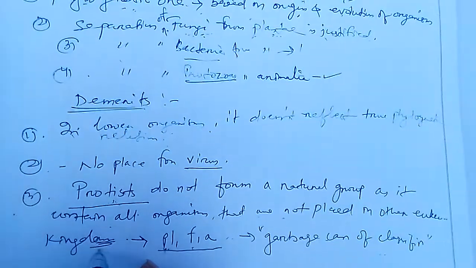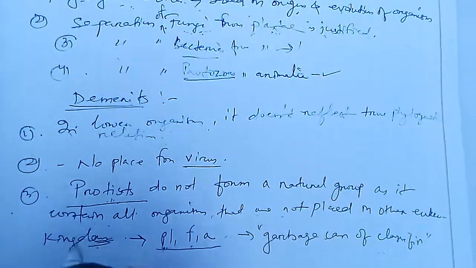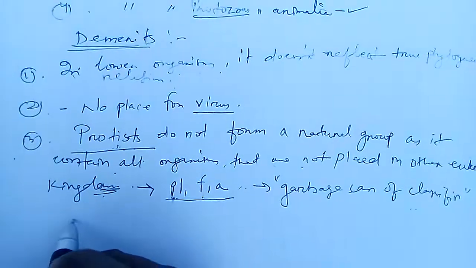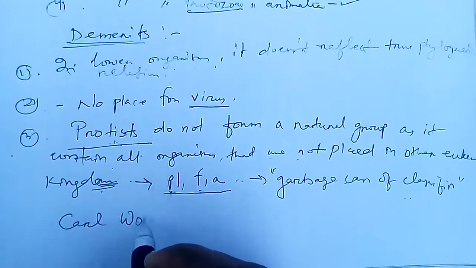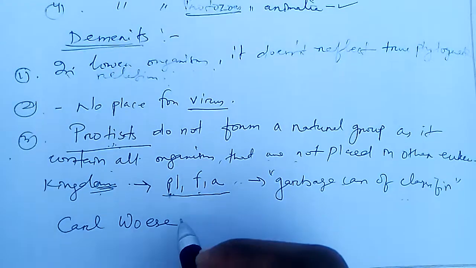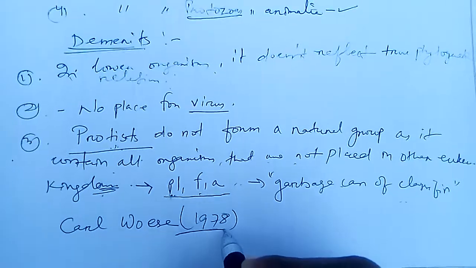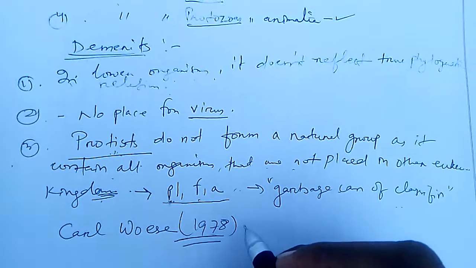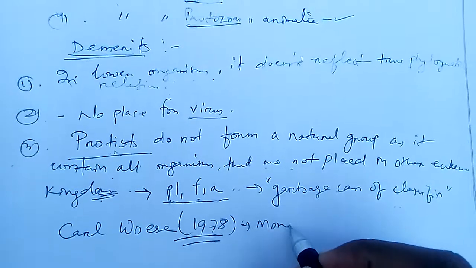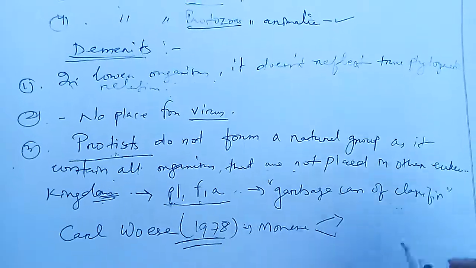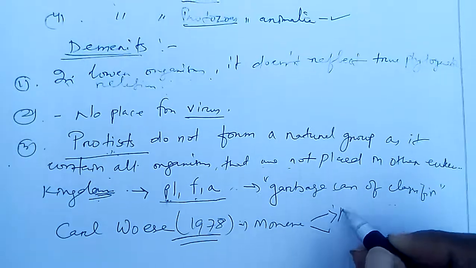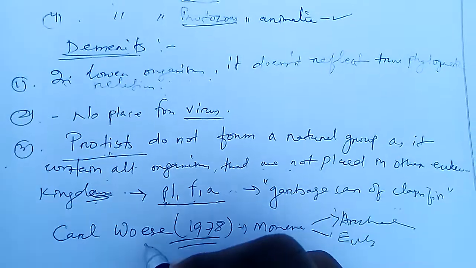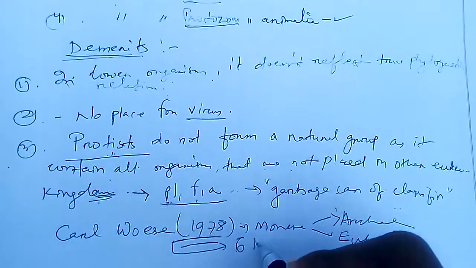So till now we discussed the 5 kingdom classification. After some demerits of the 5 kingdom classification were found, another scientist, Carl Woese, in 1978 split Monera into two different kingdoms, Archaebacteria and Eubacteria. So in 1978 Carl Woese proposed the 6 kingdom classification.